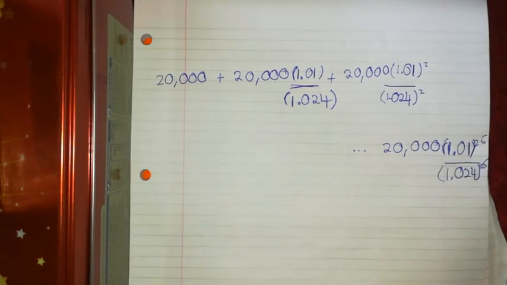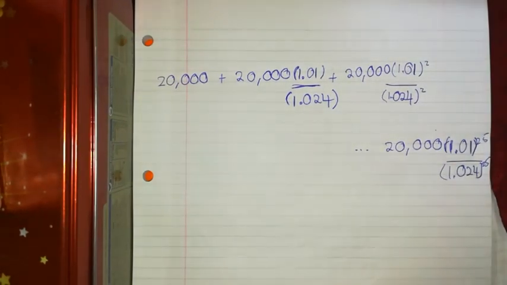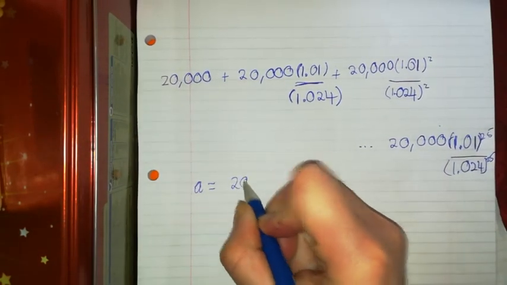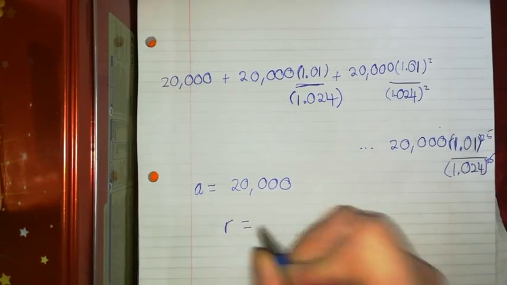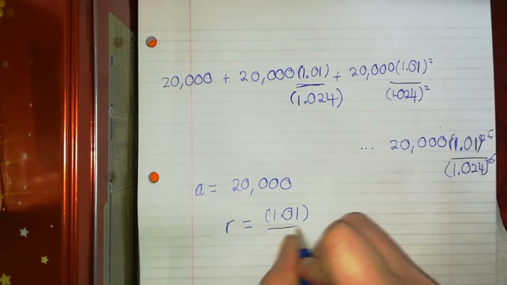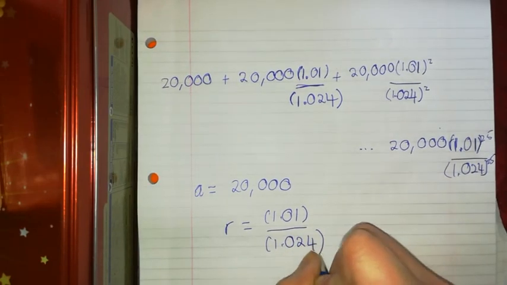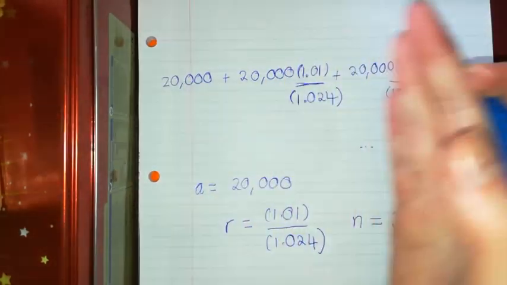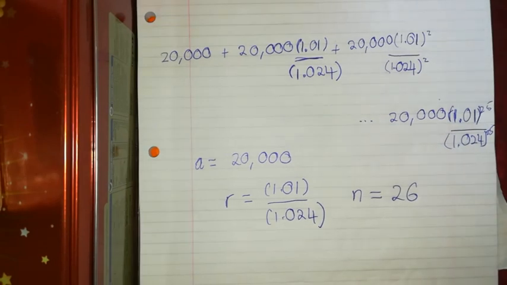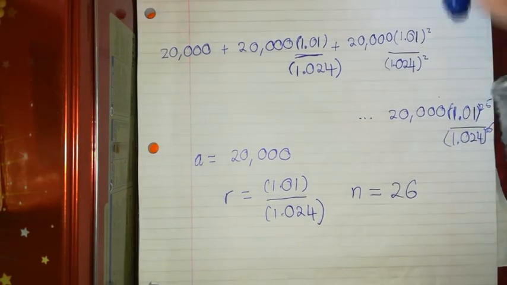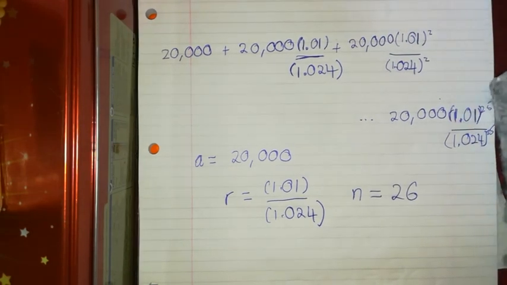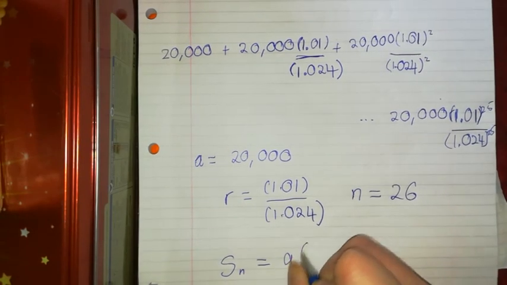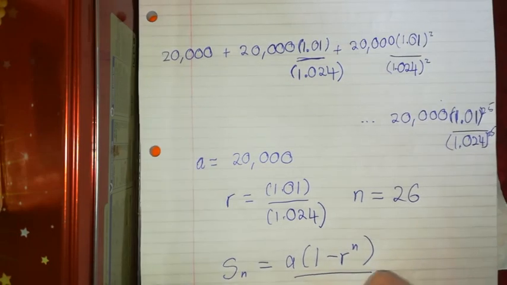So now we can set up a geometric series where our first term A is 20,000. Our ratio is 1.01 over 1.024, and the number of terms we have is 26 because we have to count the first term, and he pays 25 years after that. So I'm going to set this up into my sum for a geometric series. So Sn is A times 1 minus r to the n over 1 minus r.